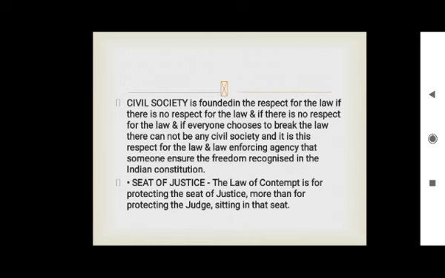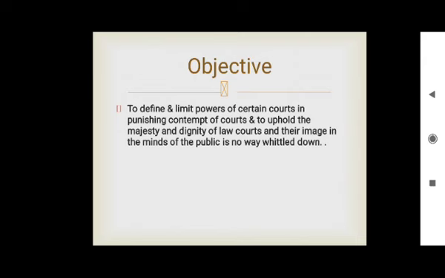What is the objective of such a law? To define and limit the powers of certain courts in punishing contempt of court, and to uphold the majesty and the dignity of law courts, so that their image in the minds of the public is in no way whittled down. So basically, the whole law is to make sure that the prestige of the court, the respect for the court in the minds of the public, is not decreased. People should respect the seat of justice. They should not question its significance or its integrity unnecessarily. People should respect it, and therefore we have such a law.